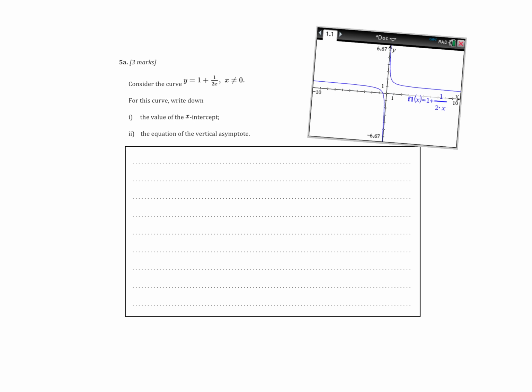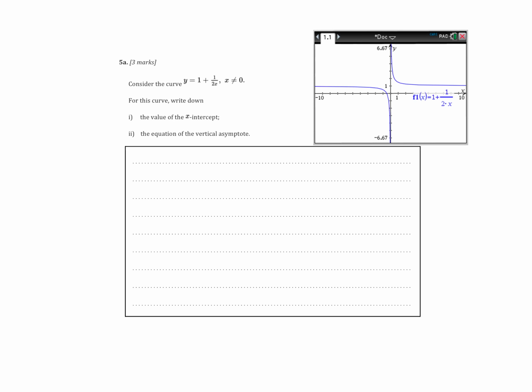Right, here it is. So my GDC comes out with this. Just double check, always worth checking, that what I've got here is the same as what was in the question. So I'm kind of ignoring the domain restriction, and that looks absolutely fine. So we've got the general idea of the shape. So what's it asking us? The value of the x-intercept. Where does it cross the x-axis? That's here. And also the equation of the vertical asymptote, which is, we can see quite clearly, runs along there.